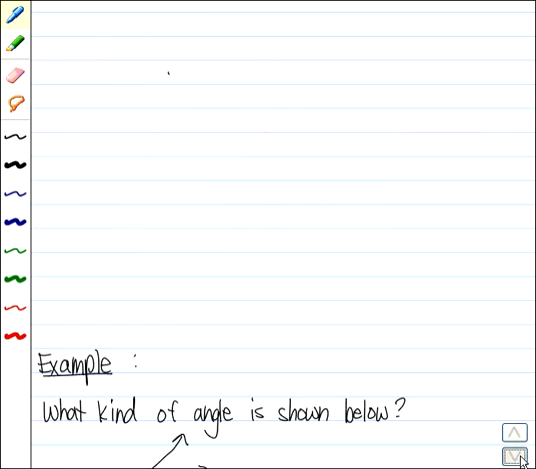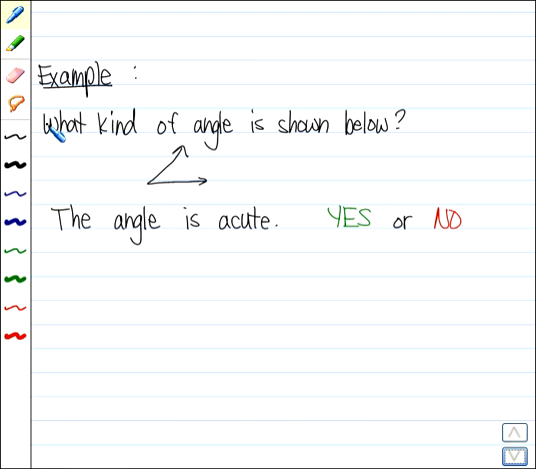Okay, good. Let's take a look at one last example here. So this one says, what kind of angle is shown below? So basically we're looking at, is it acute, is it right, or is it obtuse? And it says the angle is acute, yes or no. Excellent job. You should have said yes.